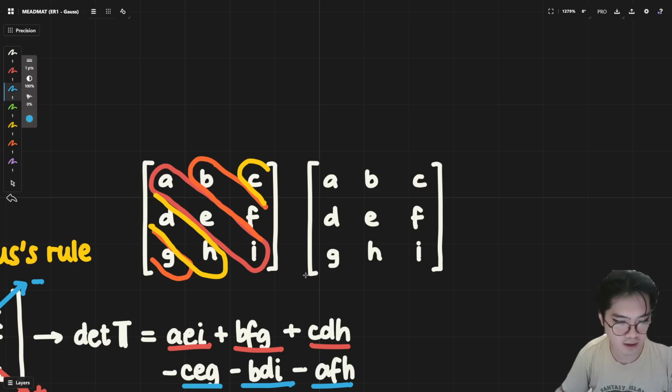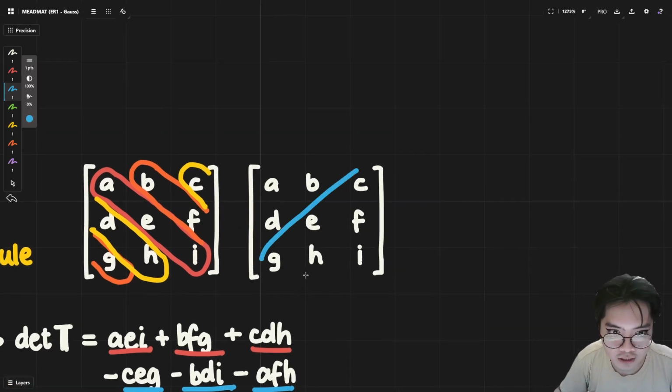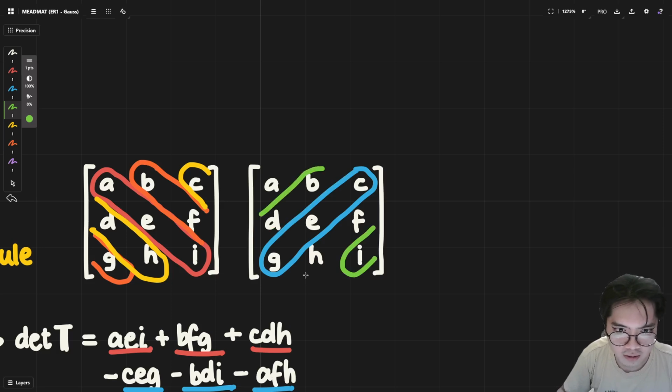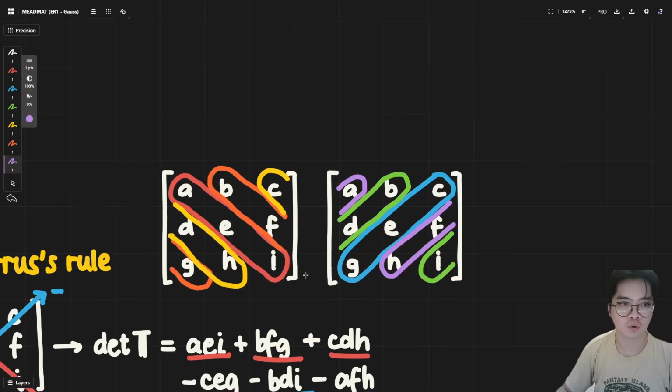And for this one naman, right? For CEG, it's going up. And then for BDH, right? Sorry, BDI pala. That's going up as well. Sorry, let's just do this here like this. And then the AFH works as well like this. Okay? So all of these are positive and all of these are negative.